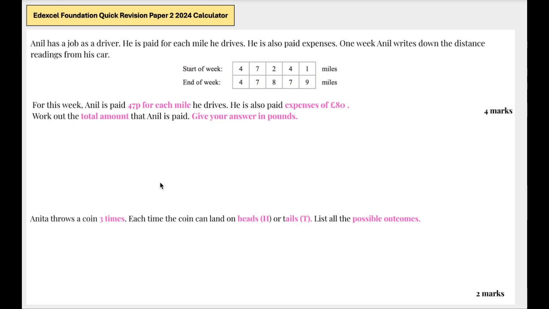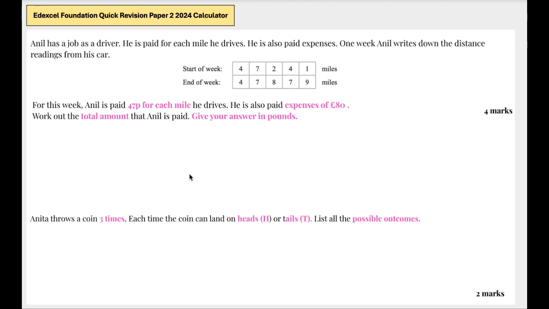Guys, foundation quick revision for paper 2, calculator 2024. Anil has a job as a driver. He's paid for each mile he drives. He's also paid expenses. One week, Anil writes down distance readings from his car.